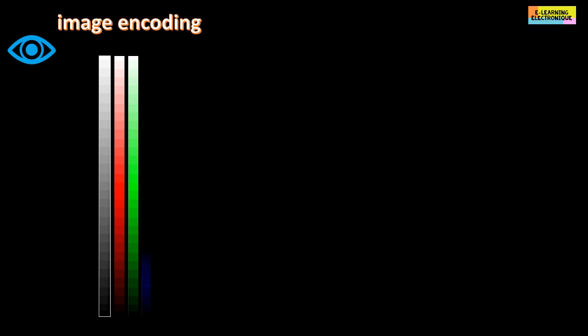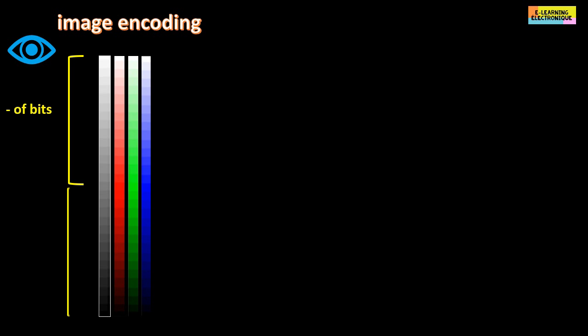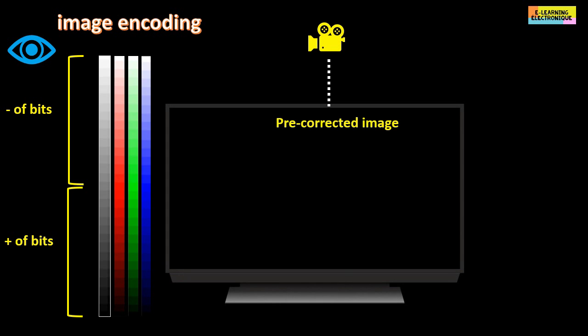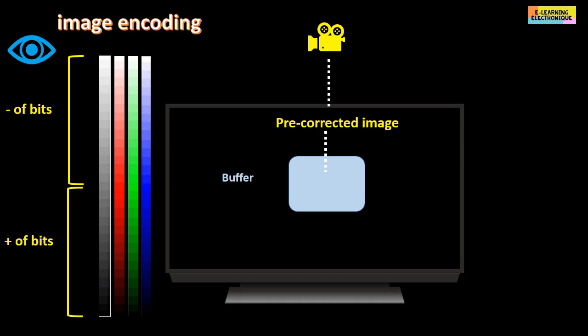When coding an image, there is an optimization of the use of bits to take into account the fact that the human eye perceives light and colors in a nonlinear way. With this coding, we assign fewer bits to the brightest images and more bits to the darkest images. In a PC screen, the image encoded according to this principle must then be decoded before being displayed on the screen. For this, the image is first stored in a buffer in order to assign new values.